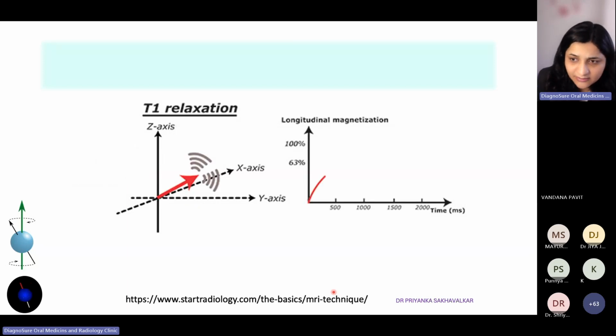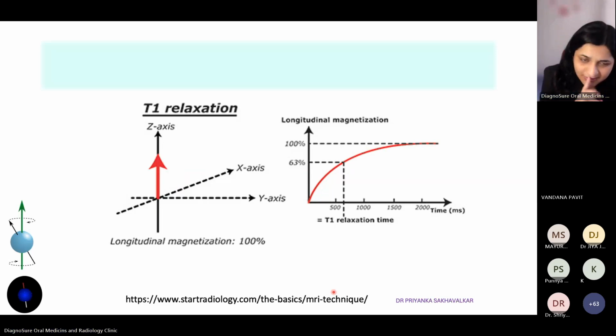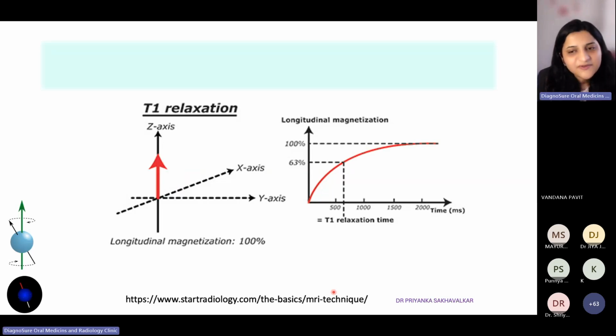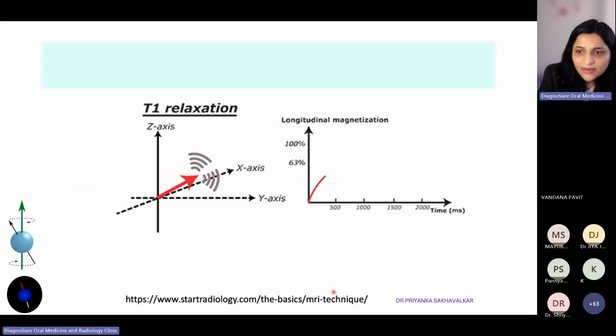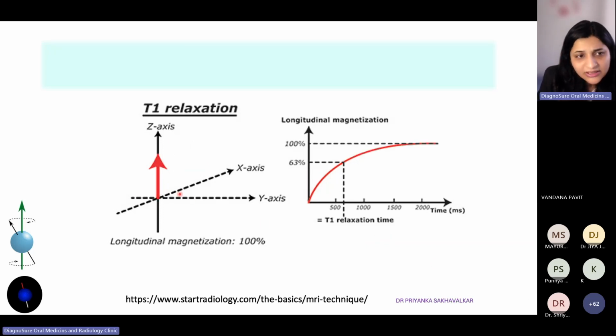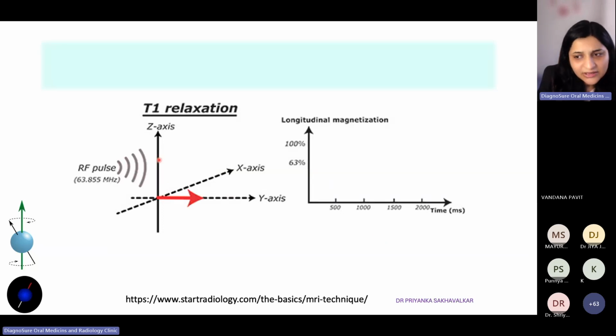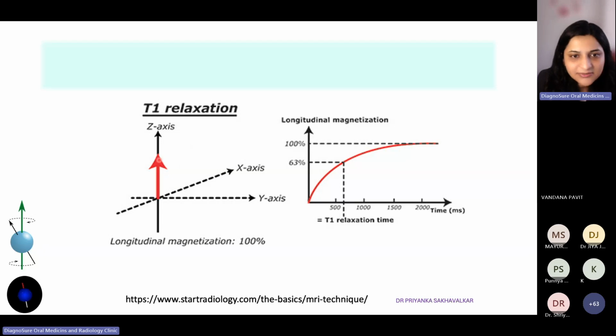This specific time to reach 63% of original magnetization is specific for each tissue. Different tissues in the body have different T1 times. In summary, T1 relaxation measures how quickly protons realign with the magnetic field after being disturbed, and it helps us differentiate between different tissue types because of their unique relaxation times.